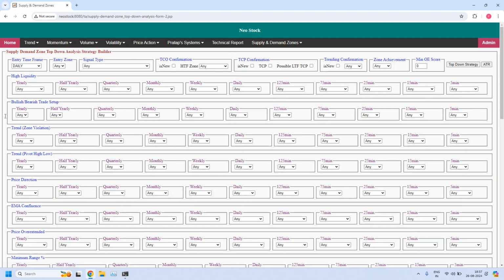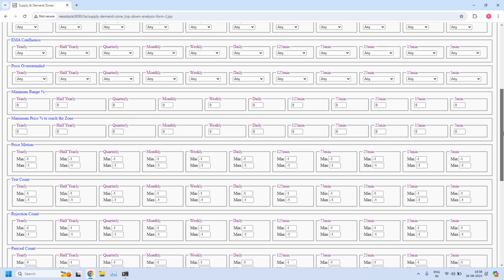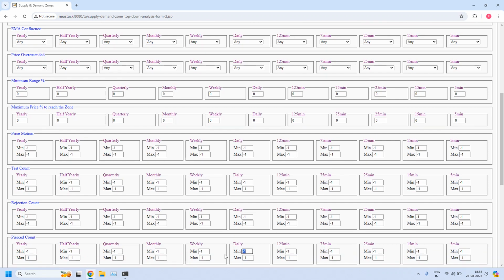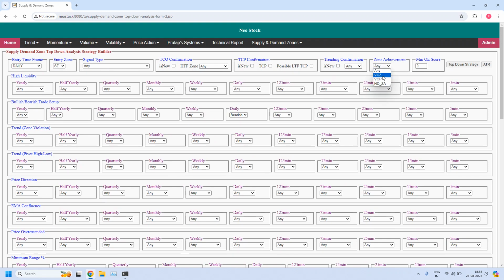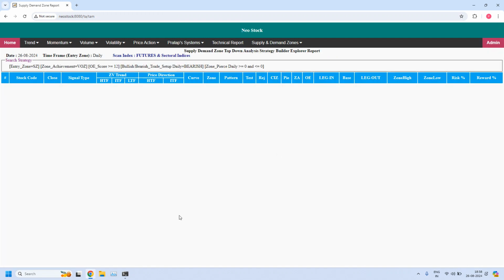Next, let us look into the bearish trade setup for monthly income trade. For monthly income trade, the entry time frame is daily. Bearish trade setup, it should be supply zone. And in bullish or bearish trade setup, at the daily time frame, that is the entry time frame, I am selecting the value bearish. And the 5 minute supply zone should not be pierced. So in the pierced count in daily time frame, I am setting minimum value 0, maximum value 0. Zone achievement is violated opposing zone, and the minimum odd and hands score is 12. All the 3 filters are applied to daily supply zone. Let's verify. No stocks are there currently that are supporting bearish trade setup. Fine.